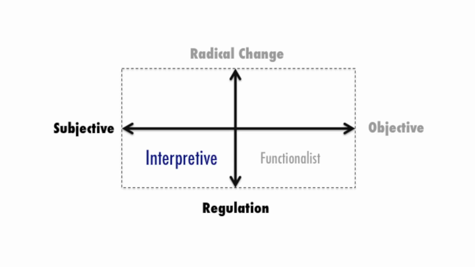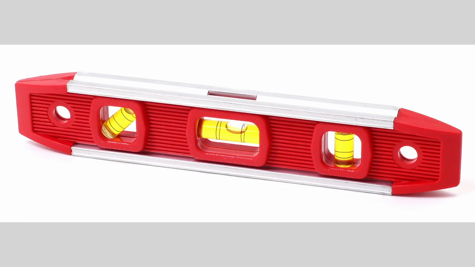They still see the world as regulated. In other words, it's still stable, but they have a subjective view of that social reality. So they're still studying social reality as a status quo, as if it is cohesive and orderly.